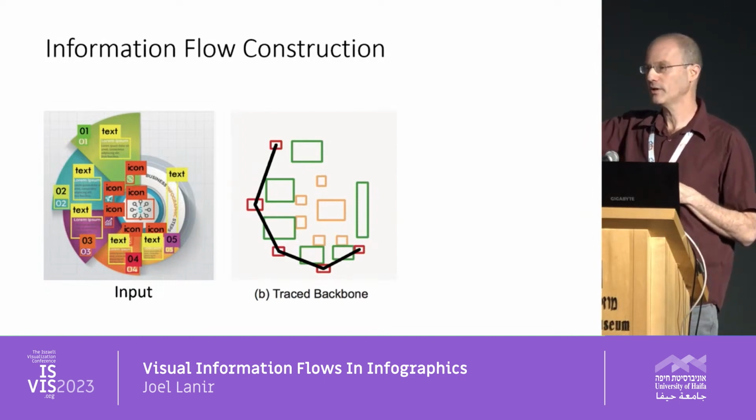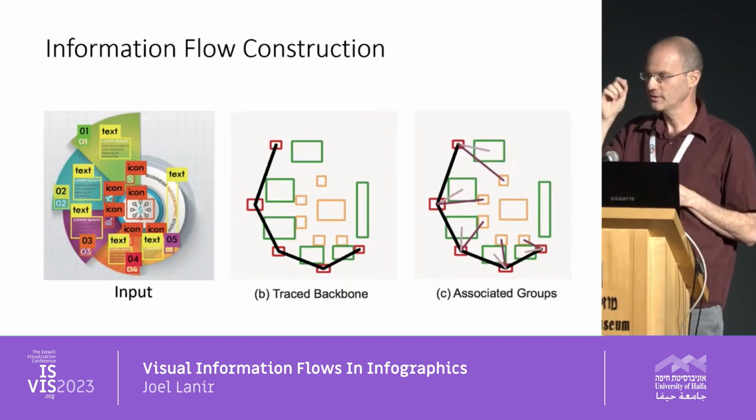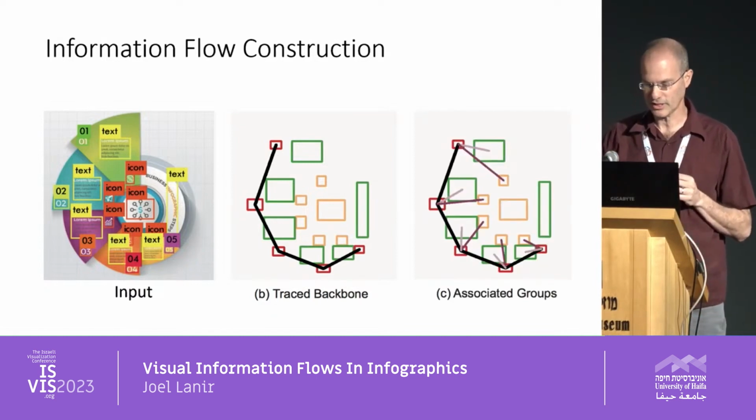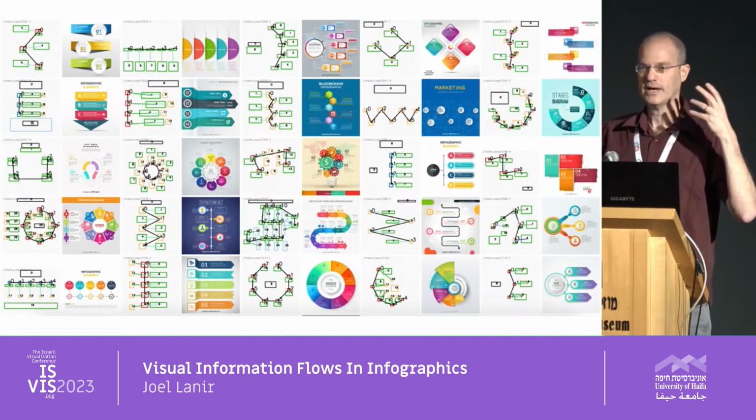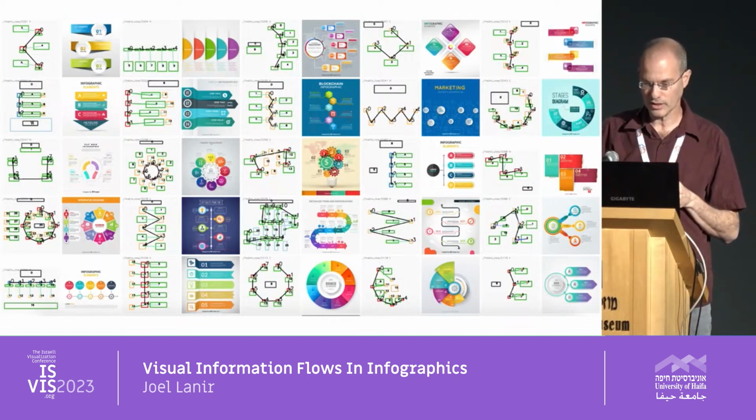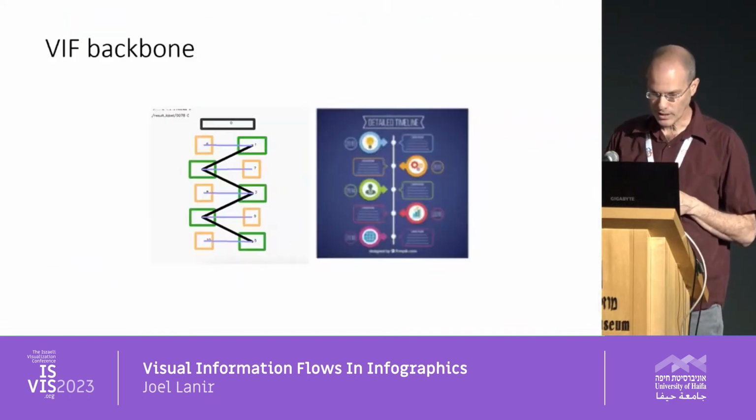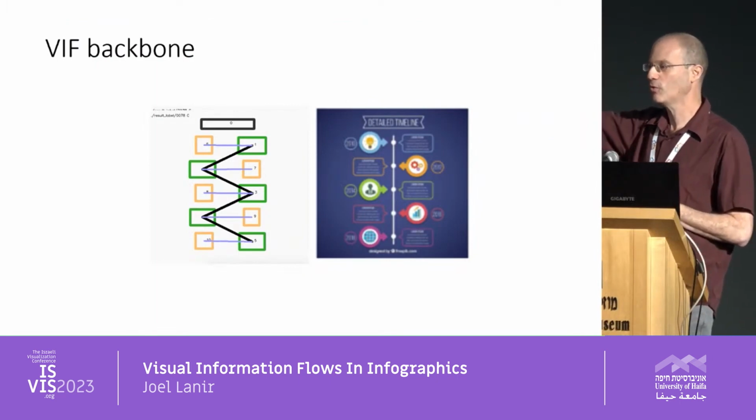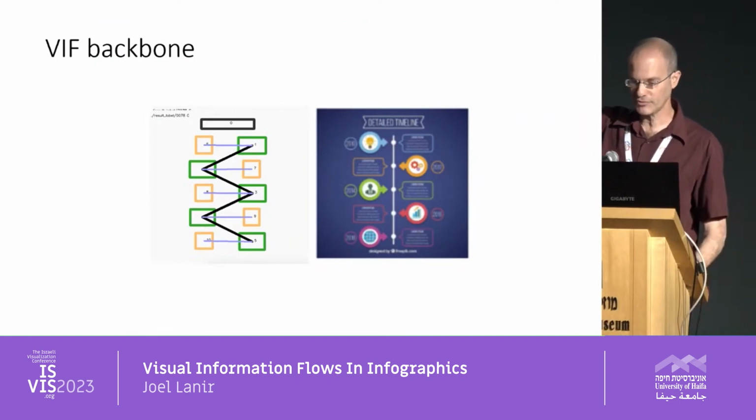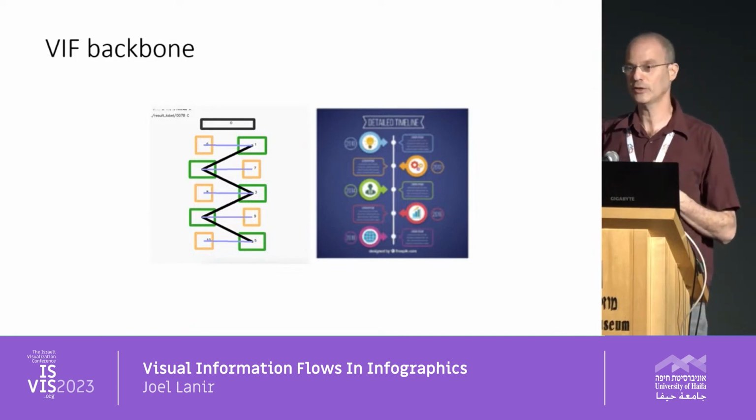traced backbone to understand the flow of the infographic and also associate groups. So we associated the small groups with each element. So we did that and basically had a flow and kind of an analysis for each data visualization in our 14,000 data set. We made a backbone. So the VIF backbone, Visual Information Flow backbone, is kind of the flow of this infographic. So if you see on the right, the infographic, we're able to understand the flow of data and the elements that are connected with each data element.